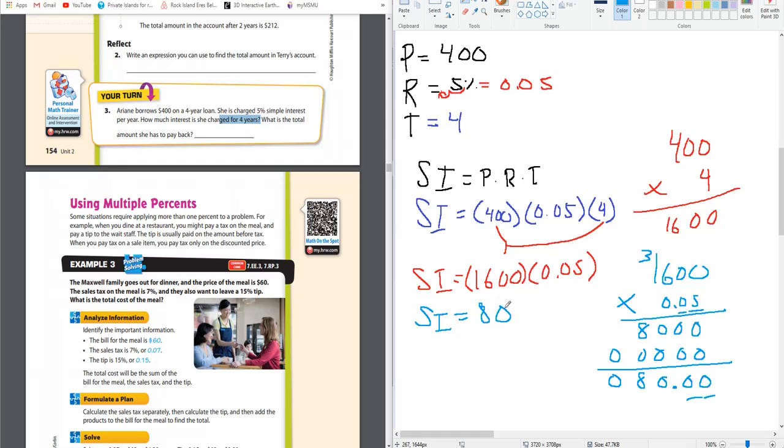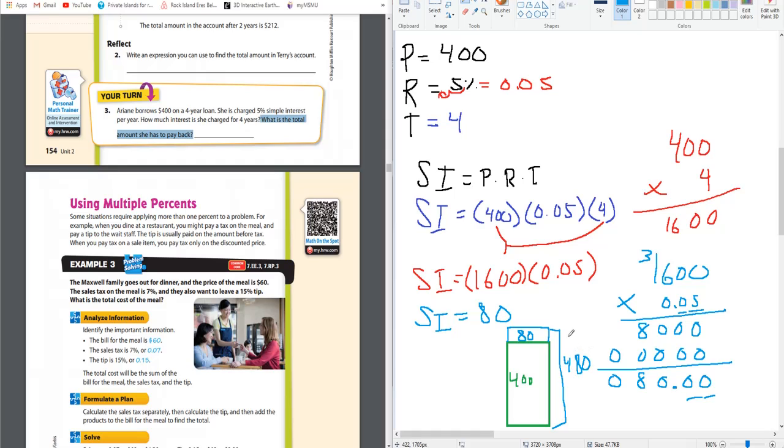Now, what is the total amount she has to pay back? Remember, this is just my interest. This is just my stuff that I'm adding on. So right here, I have my principal. This is the original amount that I owed, which is 400 bucks. And now I'm going to add on 80 to it for a total of $480.